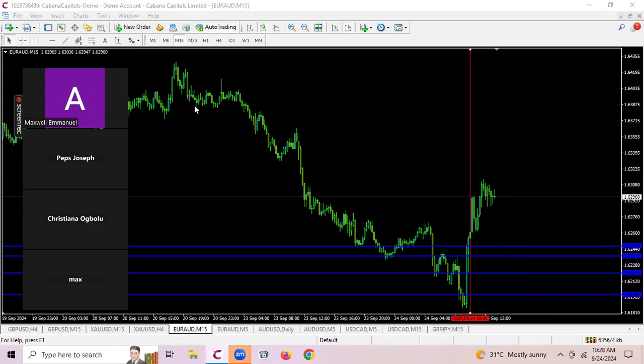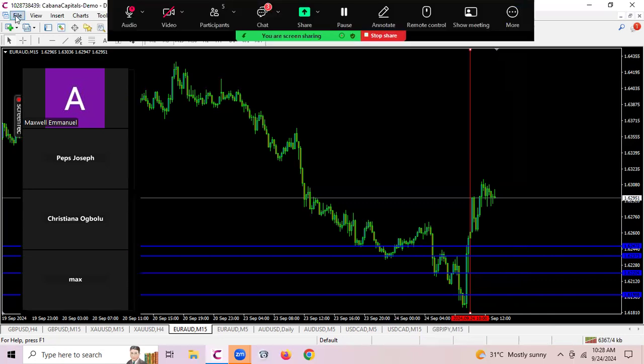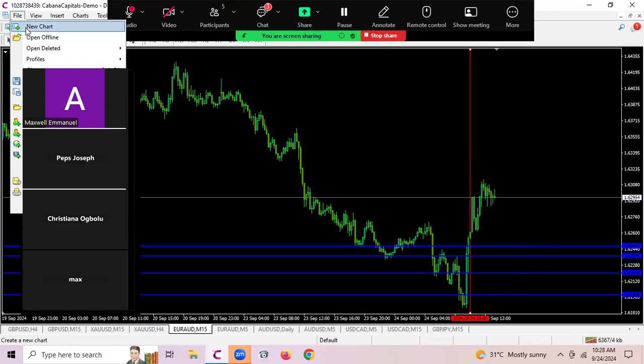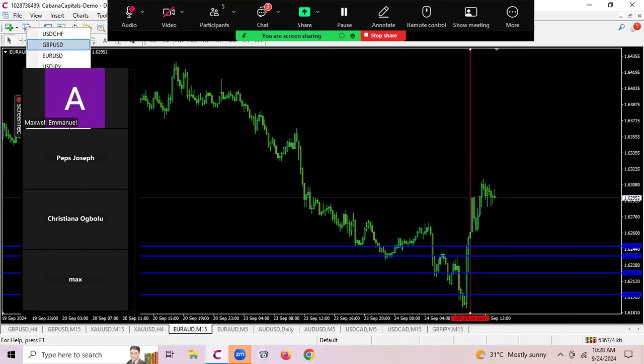So let's look at New Zealand USD. For some time now, I've not looked at New Zealand USD. Do I even have it on my chart? Okay, let me add it to my chart. New Zealand USD.